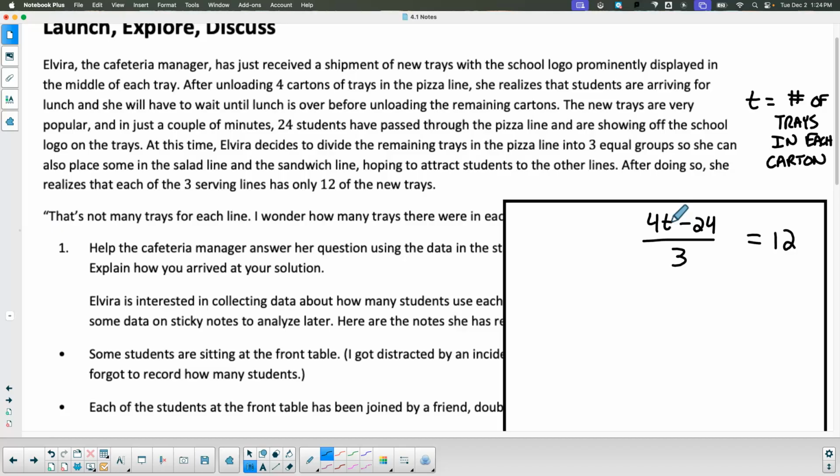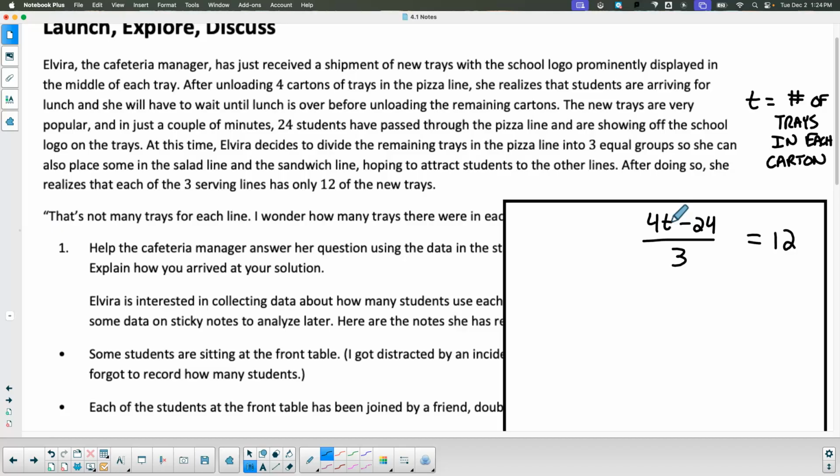Okay, so now let's read through the problem again to make sure our equation makes sense. After unloading 4 cartons of trays in the pizza line, that's the 4T part, she realizes that students are arriving for lunch and she'll have to wait. New trays are very popular, and in just a couple minutes, 24 students have passed through. So that would be 4T minus 4. That's how many trays are left in her original stack. She divided it into 3 parts, and there's 12 in each one. Yes? Okay, so that works out for me.